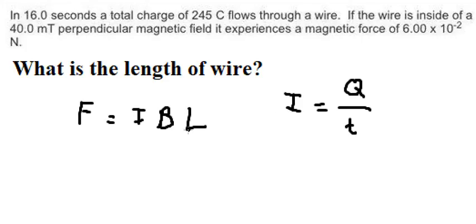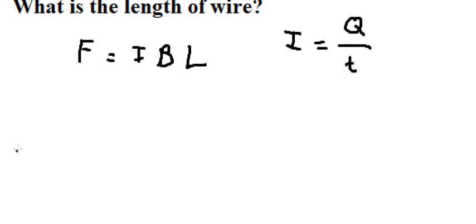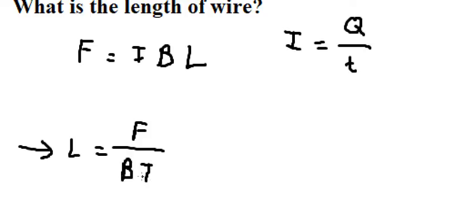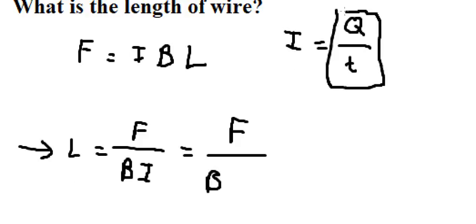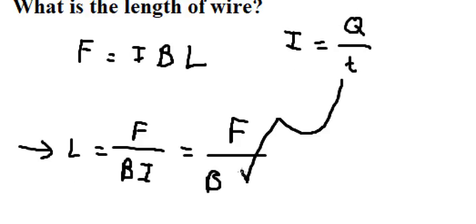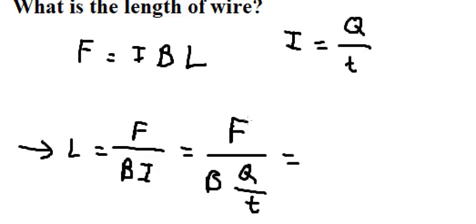Now we want to find L. So L in this situation, we have F divided by B and I. So I, we have this one. So we put this one on here. And now we just put the number in here.